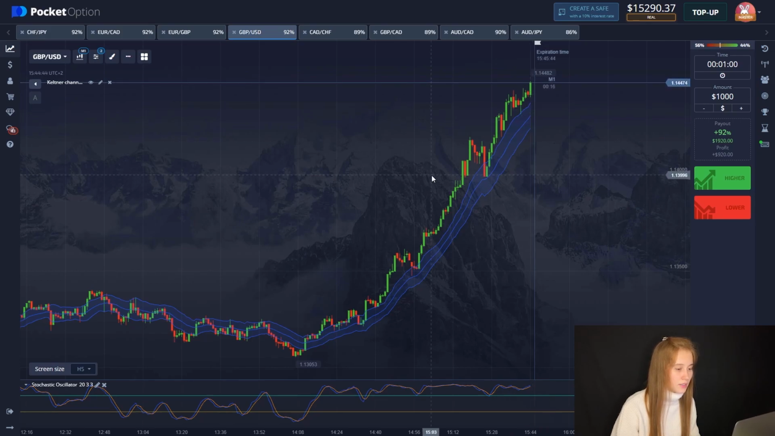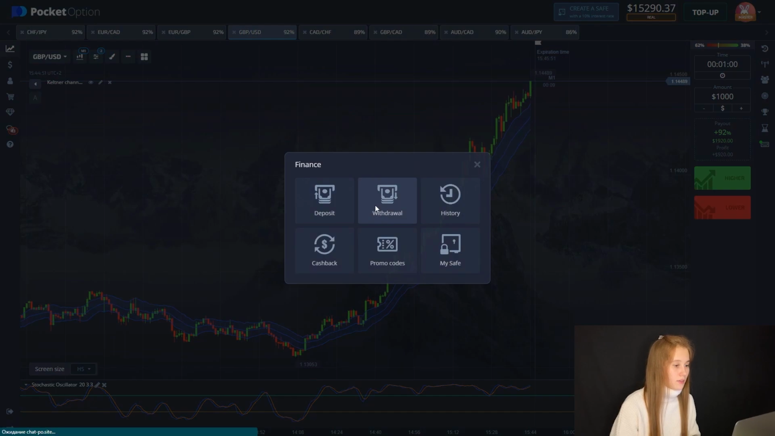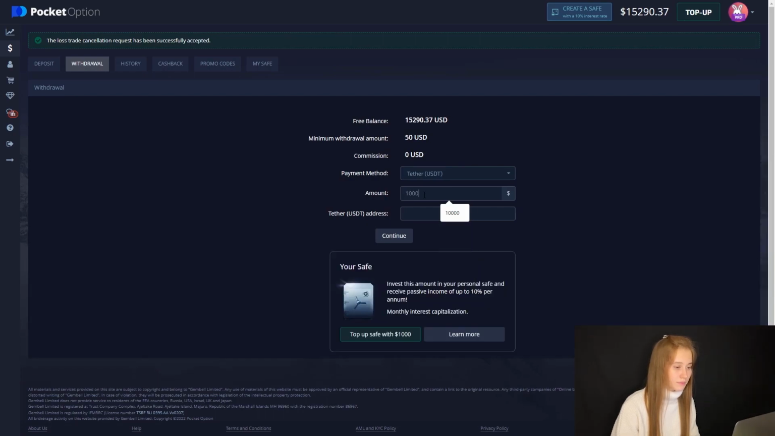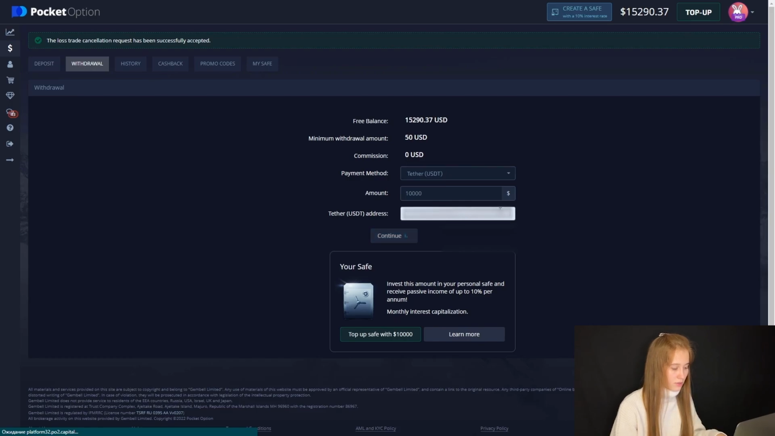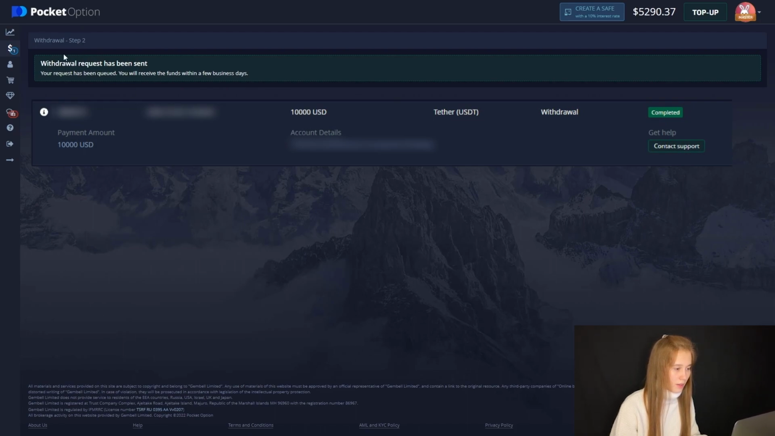And our deals should close in plus, perfect. $15,000 on the balance and let's withdraw it. 10,000, continue, and our operation is performed.